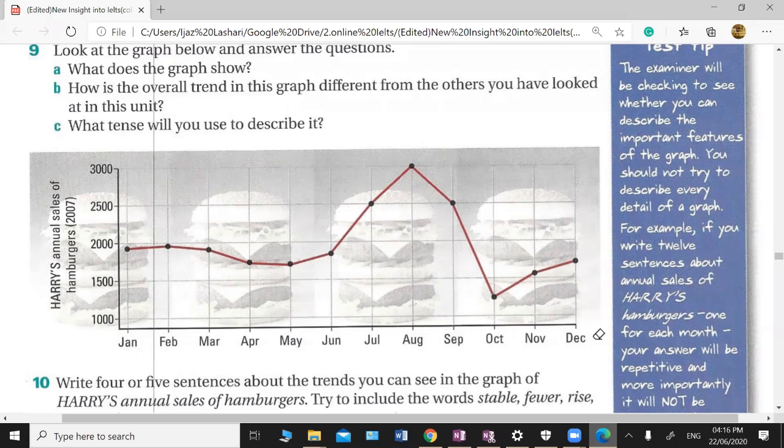Okay, so we wish Harry good luck for his hamburger sales. I feel slightly hungry. I don't know about you. Yes, okay, sir. Thank you.